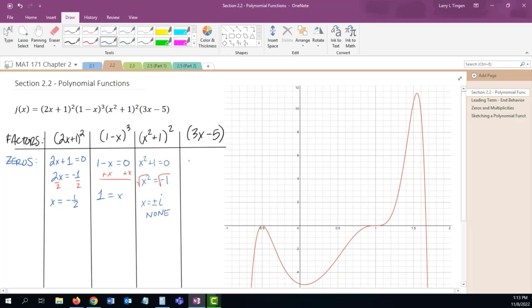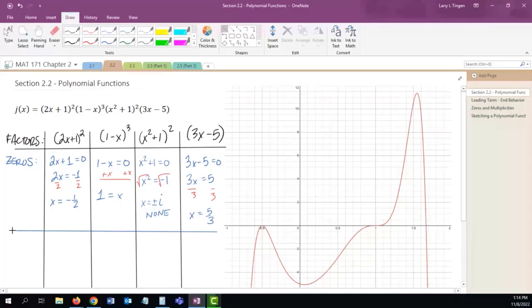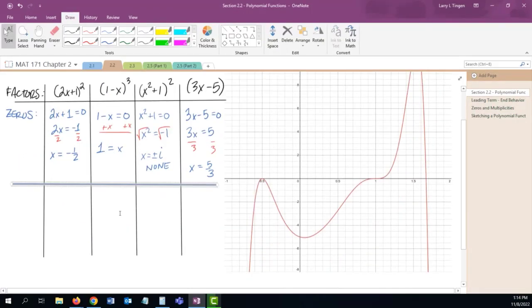And then the last one over there, 3x minus 5. Set it equal to 0 and solve. Add 5 to both sides. Divide by 3. And we're going to find out x is 5/3. All right. So I have found the zeros, if they have them.